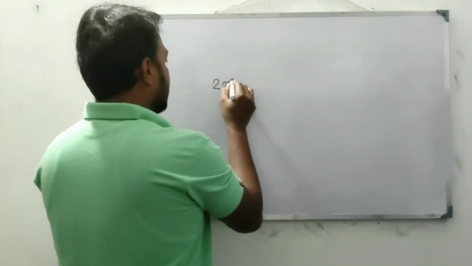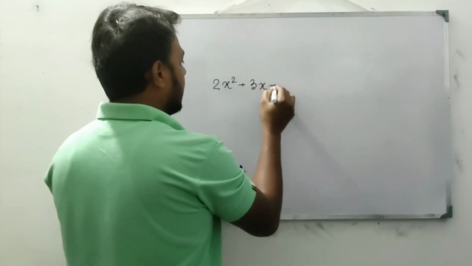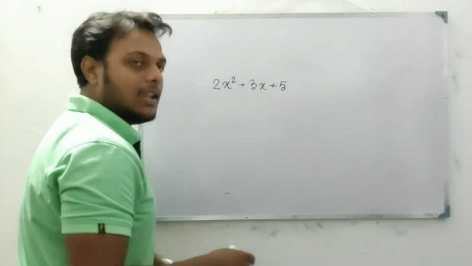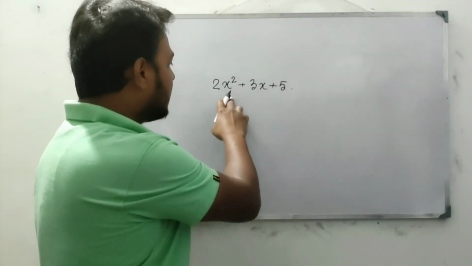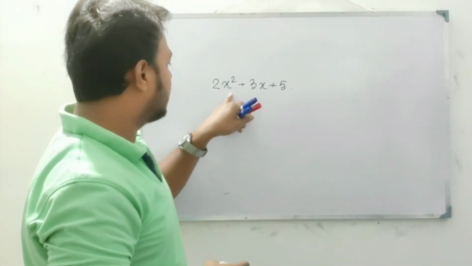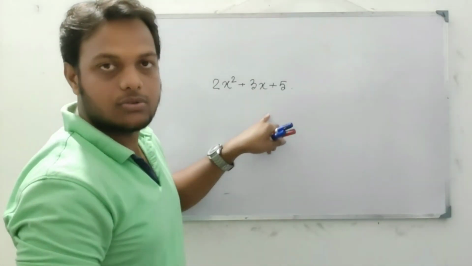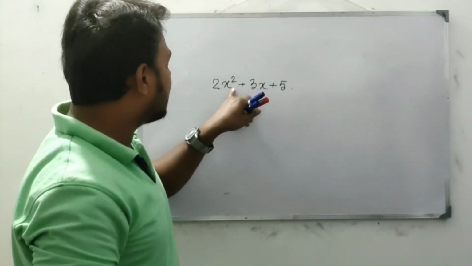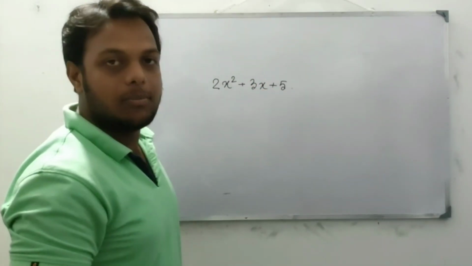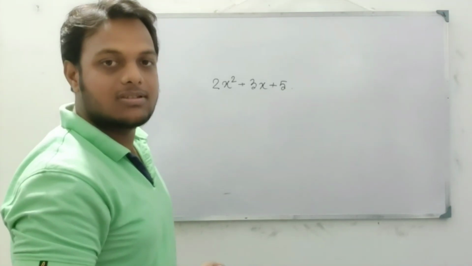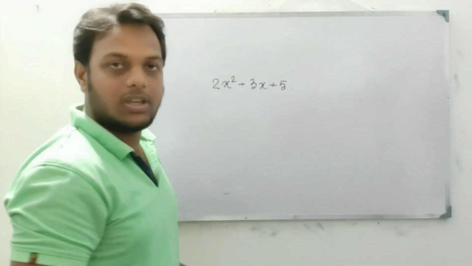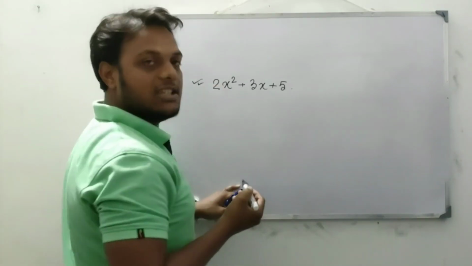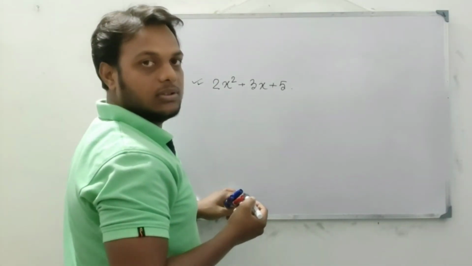I am considering an example, then I hope you will get the idea of what an algebraic expression is. Suppose 2x square plus 3x plus 5. Obviously this is an algebraic expression, since a variable x is present here, and this is a polynomial also. Why? More than one term is there and each of the powers is non-negative. Non-negative means it can't be negative. So this is an example of a polynomial.